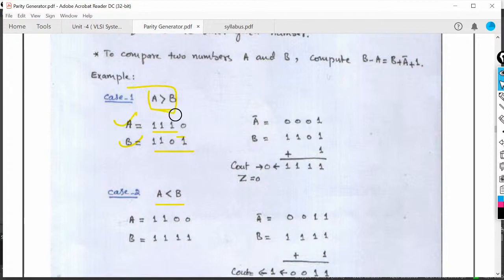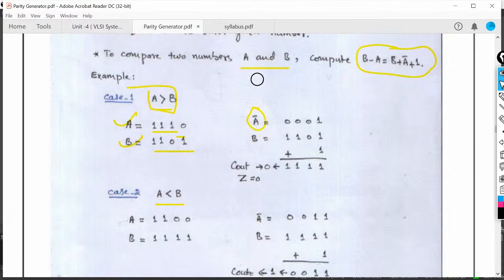For checking it by using a magnitude comparator, first we have to take the complement of A, and after taking the complement of A, we have to add one in the LSB side. This is the representation. In simple words, here we are using subtraction for comparing the 2 different numbers.